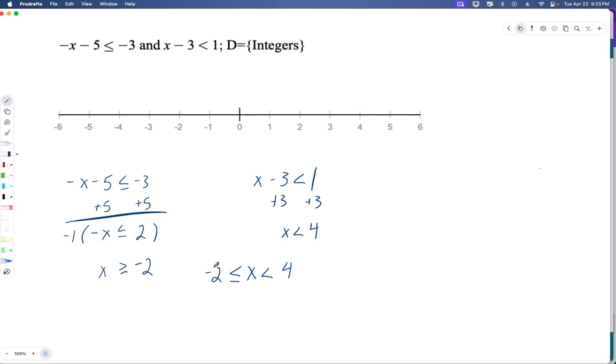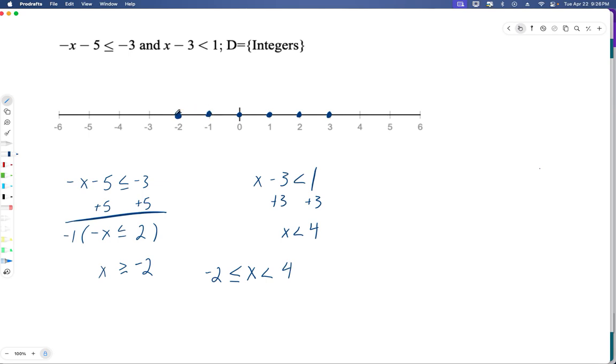So if x is greater than or equal to negative 2, I'm going to circle and include negative 2. And if x is less than 4, I would circle 4, but our domain is integers. So I'm just going to go to the next integer, which is 3, and I'm going to put a dot on all of the integers that are included in the solution set.